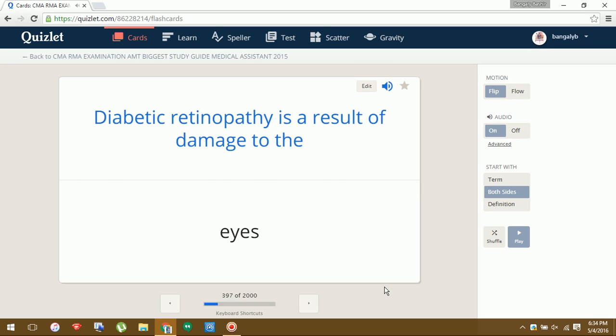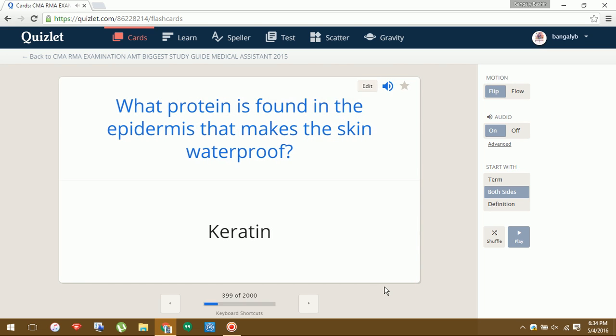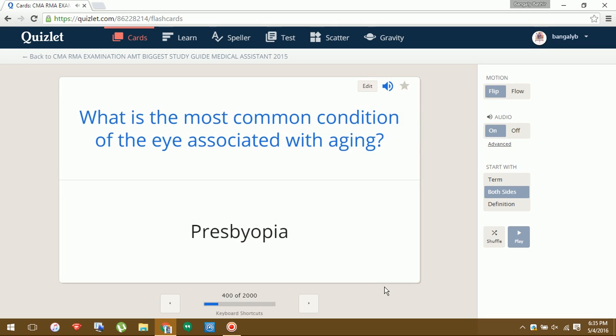Diabetic retinopathy is a result of damage to the eyes. True or false? Type 2 diabetes is non-insulin-dependent diabetes. True. What protein is found in the epidermis that makes the skin waterproof? Keratin. What is the most common condition of the eye associated with aging? Presbyopia.